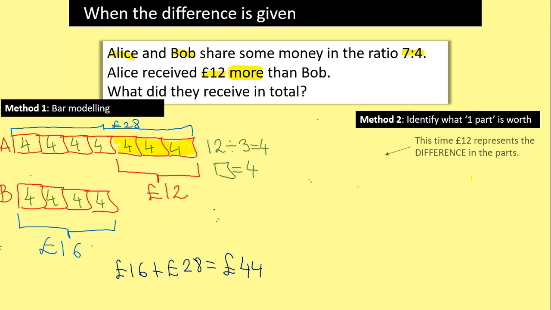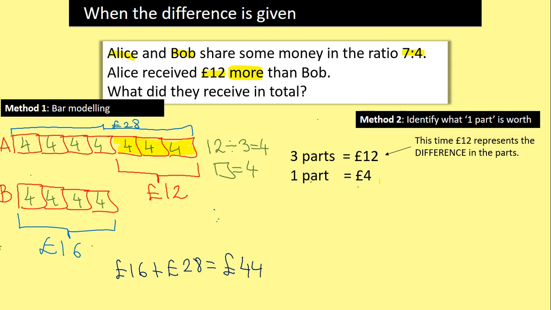Now, method 2 says identify what one part is worth. Okay, so I know this time the £12 represents the difference in the parts. So I can write down 3 parts is £12, because the difference between those two parts, 7 and 4, is 3. Now I need to work out 1 part, as we said in the title. If 3 parts is 12, 1 part is going to be 12 divided by 3, which gives me £4.